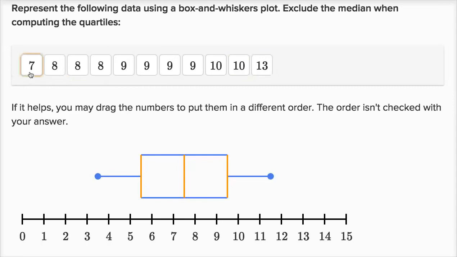So our smallest number is 7. And this is what the whiskers are useful for, helping us figure out the entire range of numbers. Our smallest number is 7. Our largest number is 13. So we know the range.